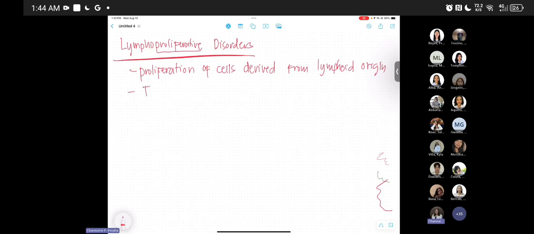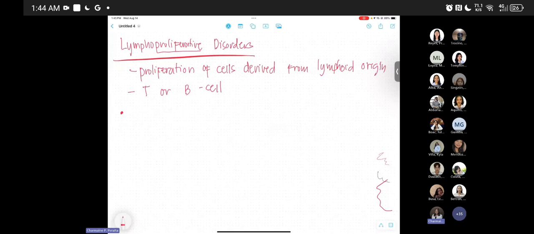Okay, it may be T or B cell. Ang number one dyan, iba to sa leukemia kasi we have lymphoma. Lymphoma is an example of lymphoproliferative disorder. Merong abnormal proliferation of cells derived from lymphoid origin. Ang pinagkaiba nito sa leukemia, ang leukemia, bone marrow. Sa bone marrow pa lang may problem na. Dito, sa lymphoproliferative disorders, nagkakaroon ng problem sa primary lymphoid organs or secondary lymphoid organs.